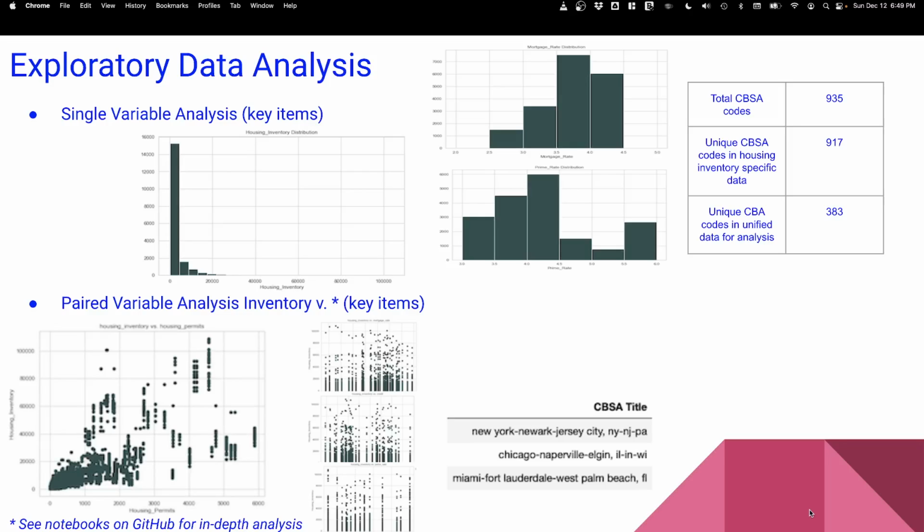I mentioned that there were 398 unique CBSA codes. Looking across the inventory, the three areas that had the highest inventory were the New York, New Jersey metropolitan area, the Chicago, Naperville, Elgin, Wisconsin areas, and the Miami, Fort Lauderdale, West Palm Beach areas.